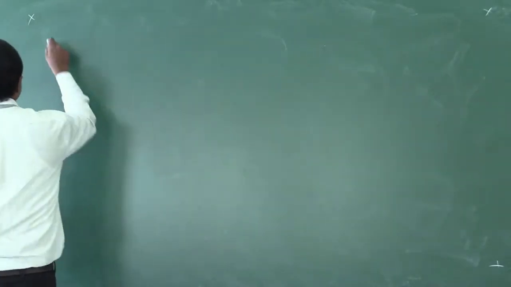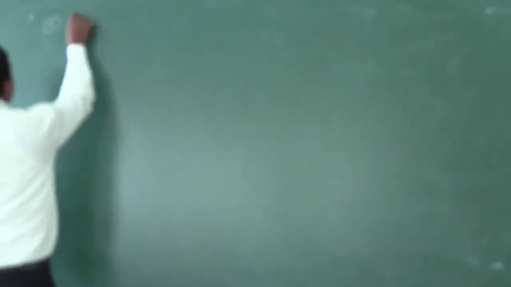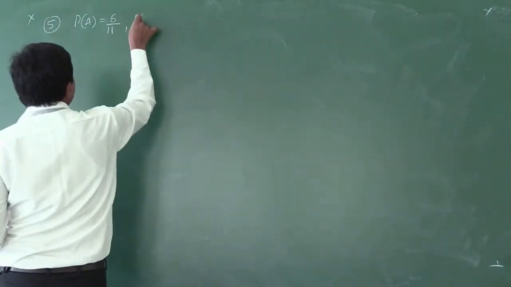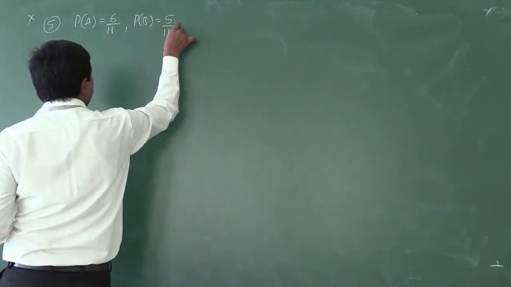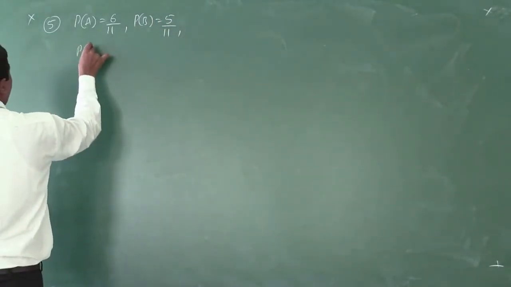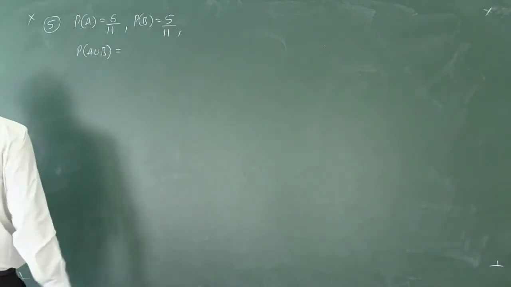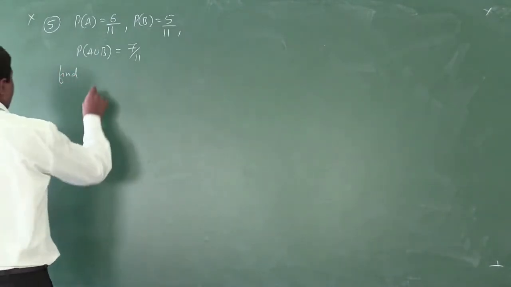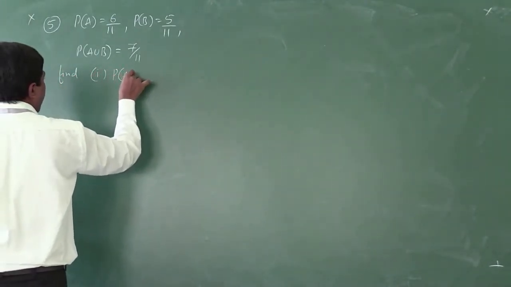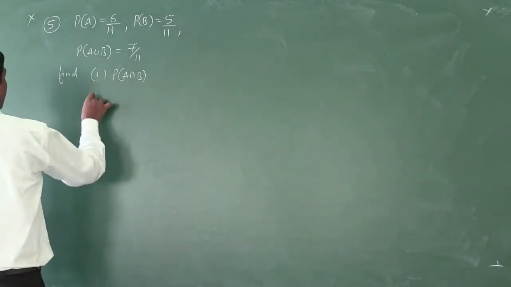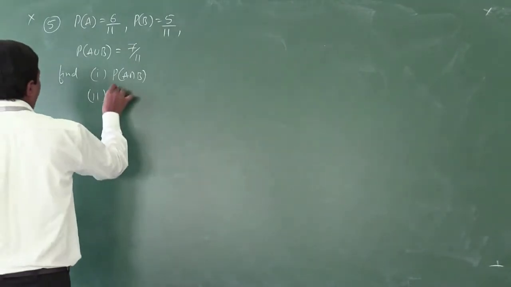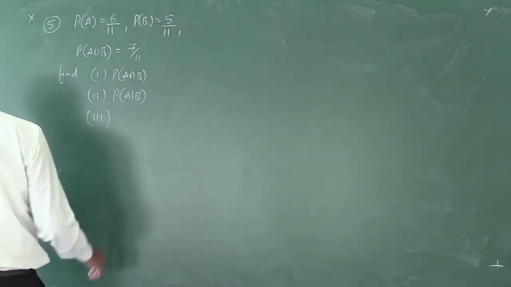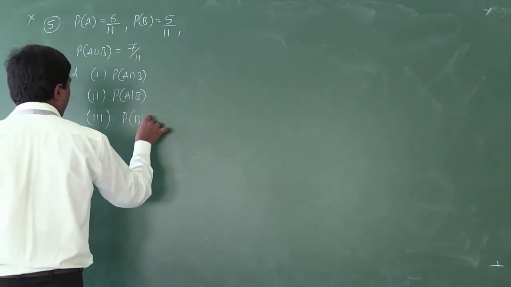Question number 5. If P of A is 6 by 11, P of B is 5 by 11, and P of A union B is 7 by 11, find: number 1, P of A intersection B; question number 2, P of A bar B; question number 3, P of B bar A.